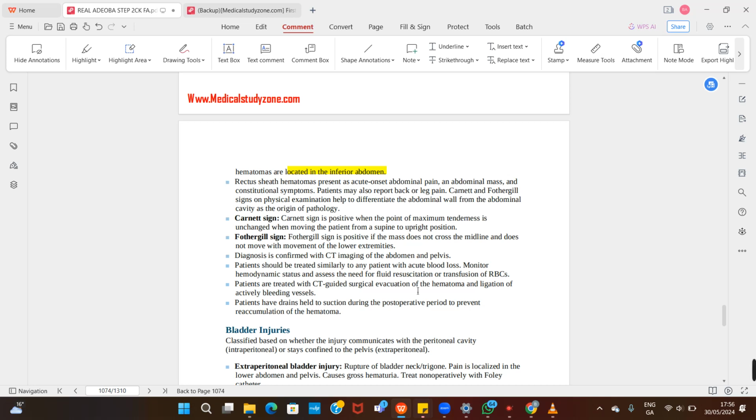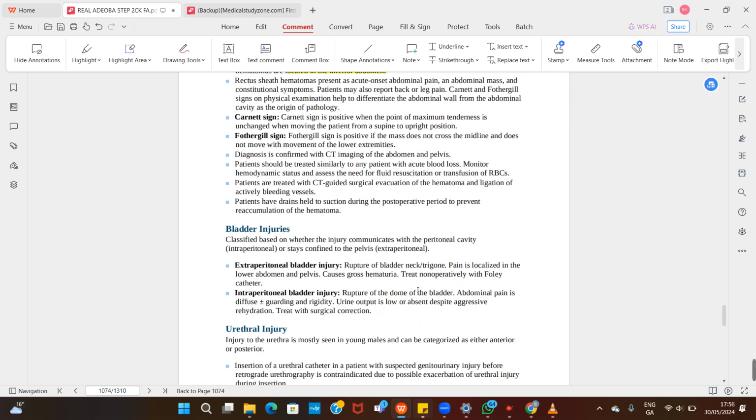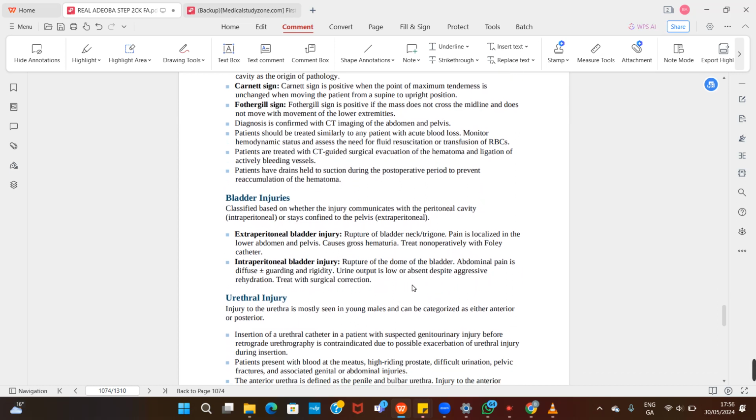Then you need to evacuate that hematoma, right? So you do your CT guided surgical evacuation of the hematoma. And if you can identify the bleeding inferior epigastric vessels, you can do a surgical ligation of those vessels. And you have to leave a suction drain to drain all the blood that might tend to accumulate within that compartment after the surgery. So that is about the rectus sheath hematoma.